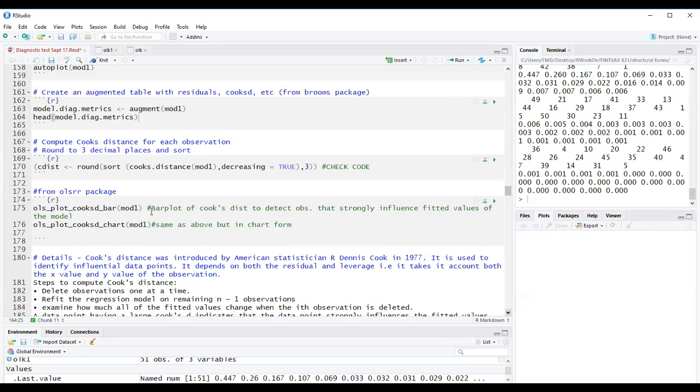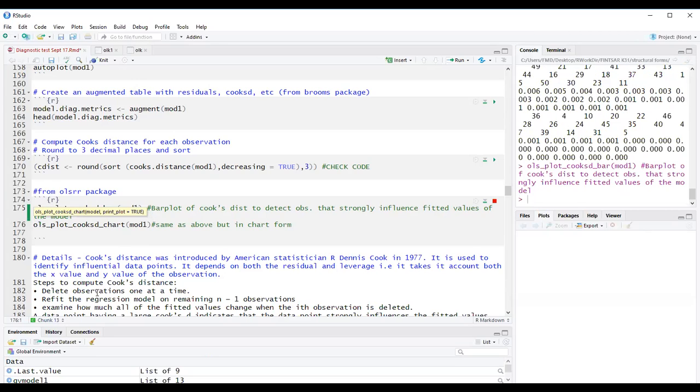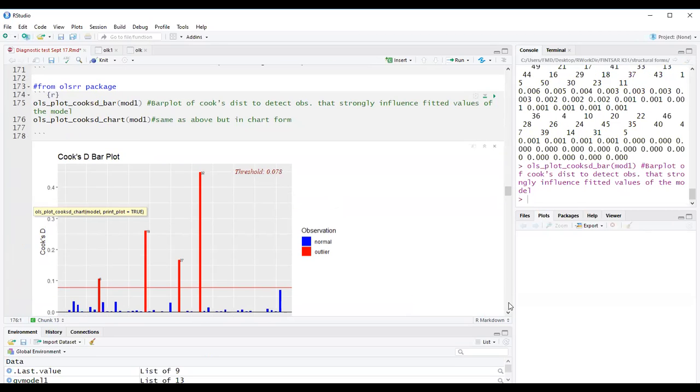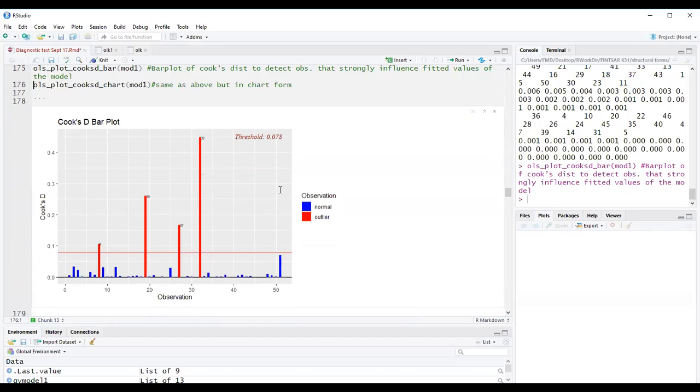Ito naman guys, galing sa ginamit natin sa stepwise regression, si olsrr. Importante din to, no? Kasi pinapakita dito yung bar plot at saka yung chart ng Cook's distance for model 1. Run natin to. Okay, so tingnan nyo guys. Alright. So Cook's distance bar plot. Ito din yung threshold. Yung red line na yan. Kapag lumampas dyan, candidate yan for influential data point.